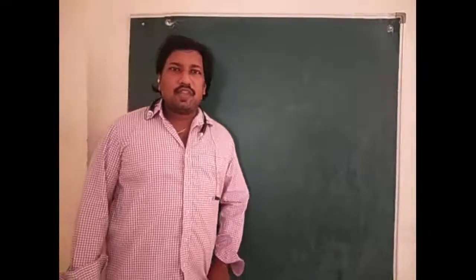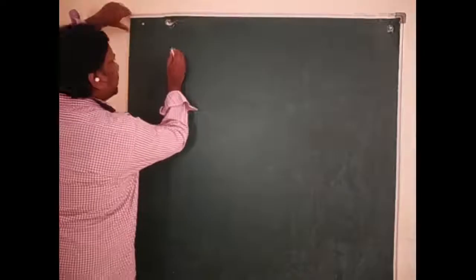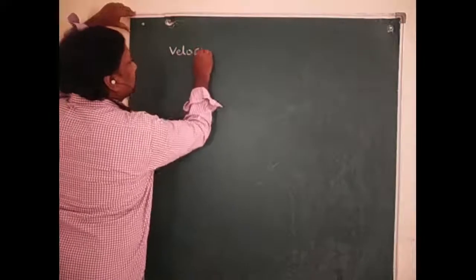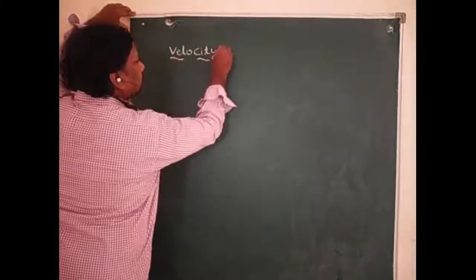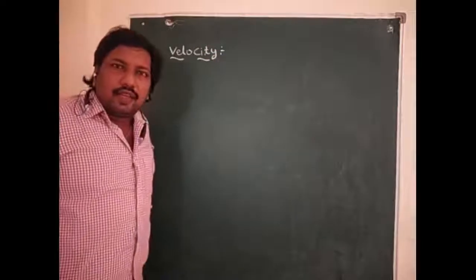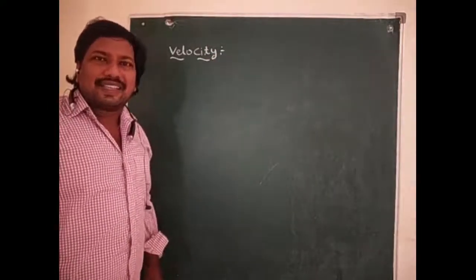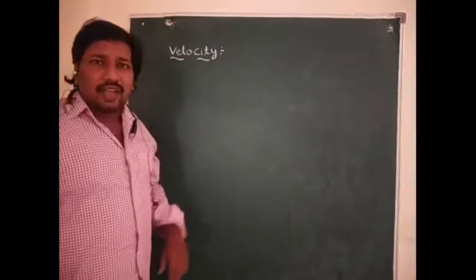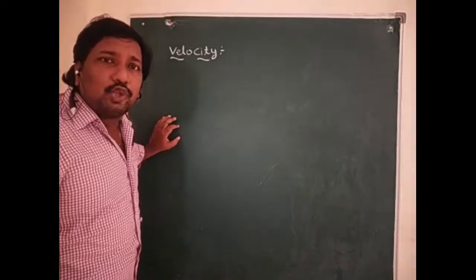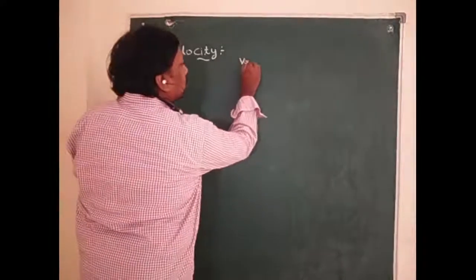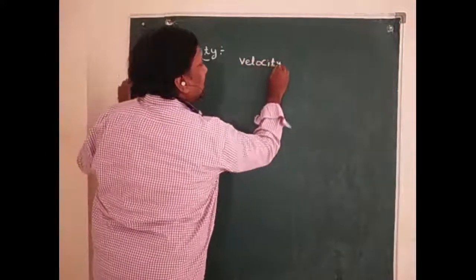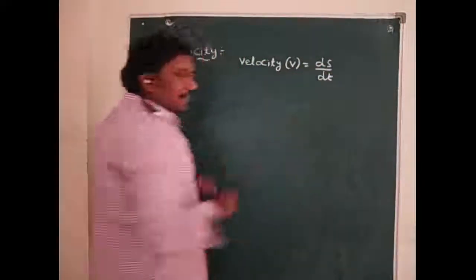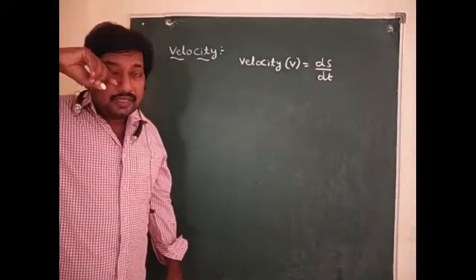Today we discuss kinematics. In kinematics, velocity. Velocity means the displacement covered by the body per second is called velocity. Another definition: it is defined as the rate of change of displacement. So velocity, denoted by the letter V, equals ds by dt. Here ds means displacement, dt means time.